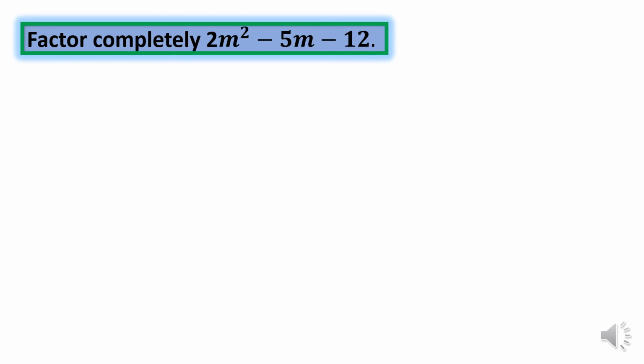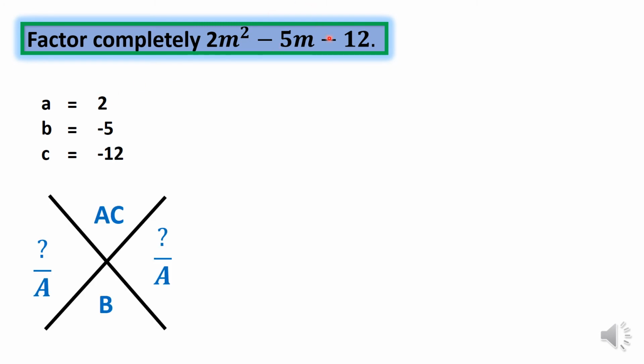Okay, so here is our last example. So that is to factor completely 2m raised to 2 minus 5m minus 12. So again, we need to identify our a, b, and c. So our a is equal to positive 2, b is equal to negative 5, then c is equal to negative 12. Then substitute that in our AC form.